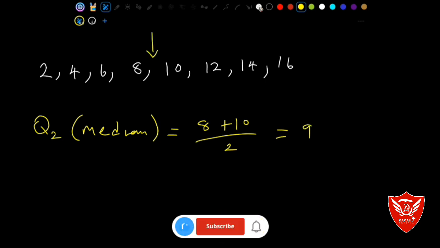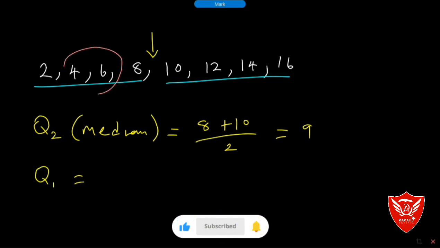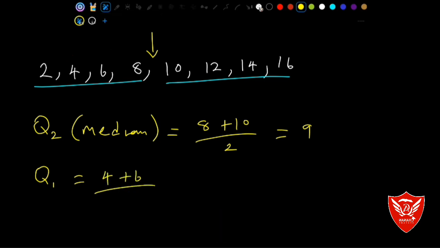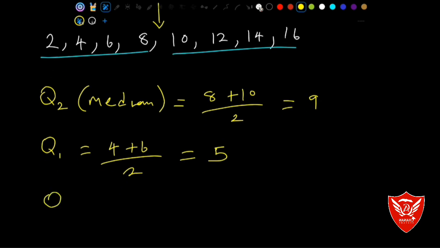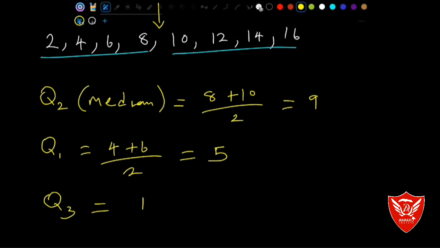And then we have 4 numbers on our lower half and 4 numbers on our upper half. So our first quartile will be equal to 4 plus 6 divided by 2, and this will be equal to 5. And then our third quartile will be equal to 12 plus 14 divided by 2, and this is going to give us 13.